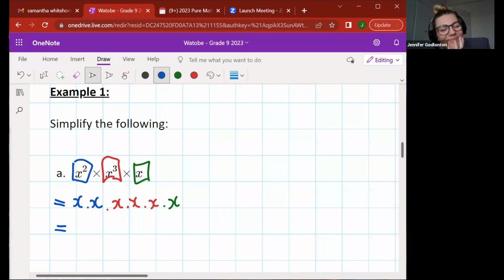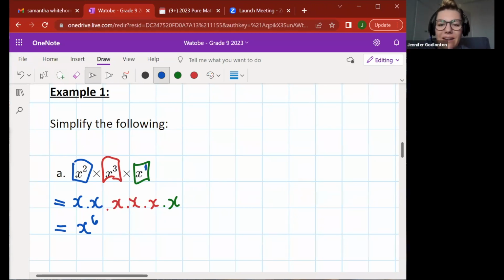Yeah. So there's 6 x's. There's not 5. We've got 1, 2, 3, 4, 5, 6. It's going to be x to the power of 6. The reason that it's 6 and not 5 is because there's a 1 happening over there that we can't see.